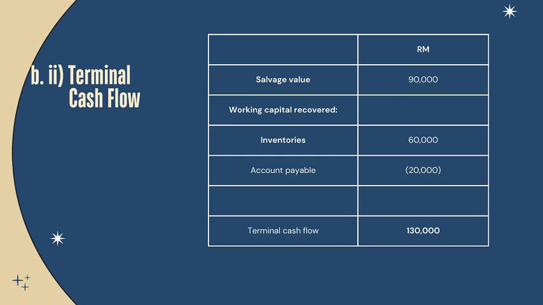Next, we have the working capital recovery. Think of this as getting back what we invested in the project's operation, like inventories and other resources. We are reclaiming a solid 60,000 ringgit. And of course, we cannot forget our dues, accounts payable, the amount we owe. It takes 20,000 ringgit out of the equation. And here it is, the grand total. After everything, our terminal cash flow adds up to a fantastic 130,000 ringgit. That's the final reward of all our hard work and smart decisions.